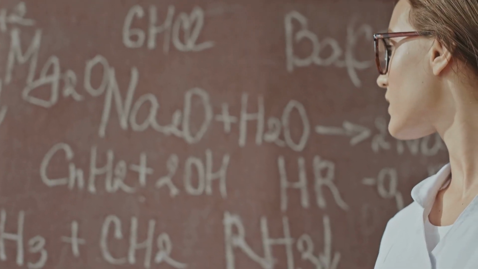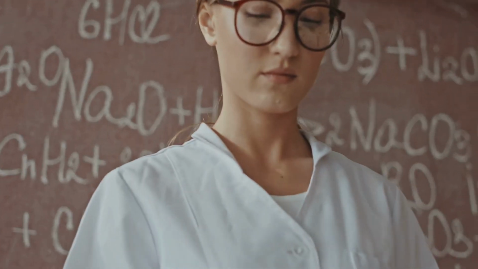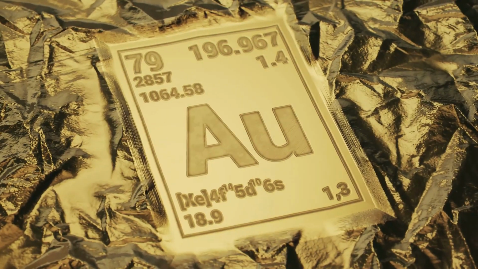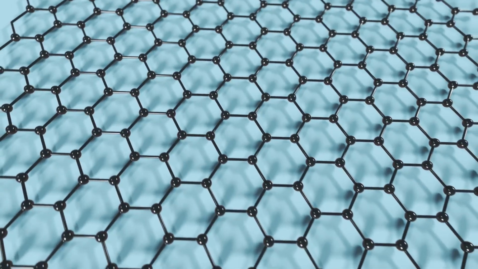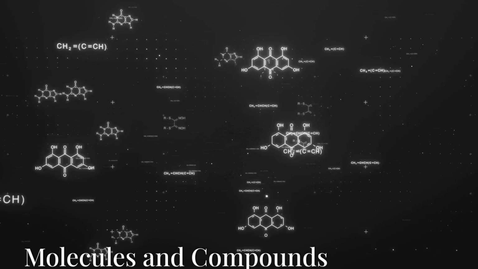Each element is made up of a unique type of atom, which is represented on the periodic table by its chemical symbol. For example, the chemical symbol for oxygen is O, and the chemical symbol for carbon is C.